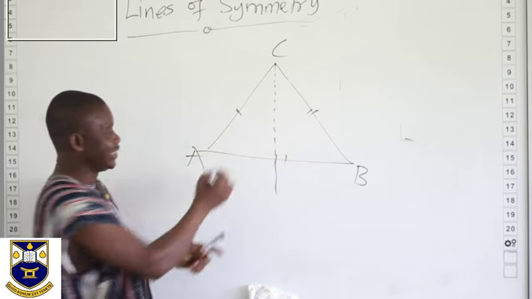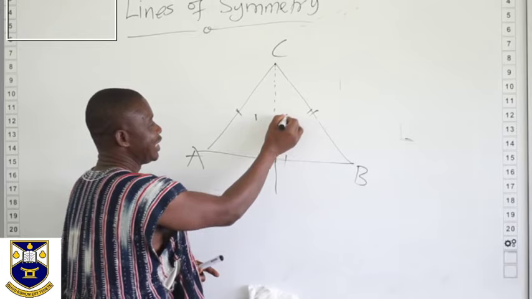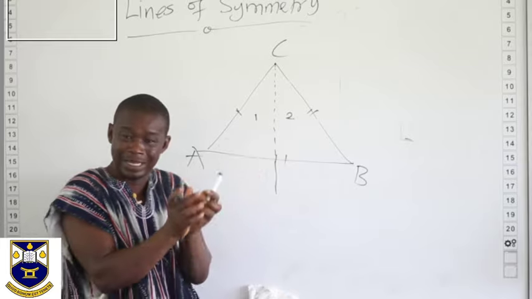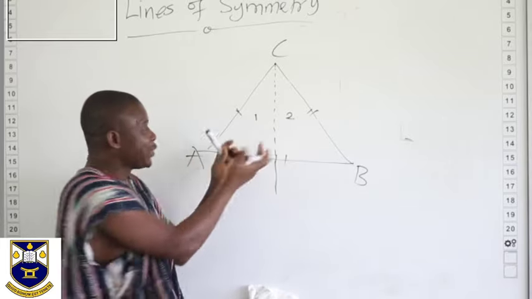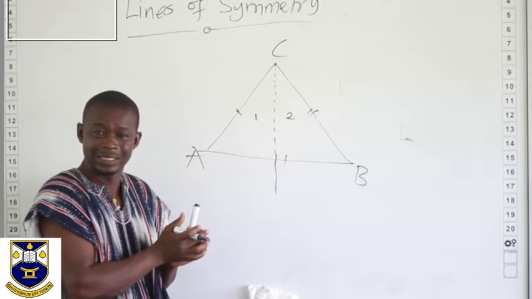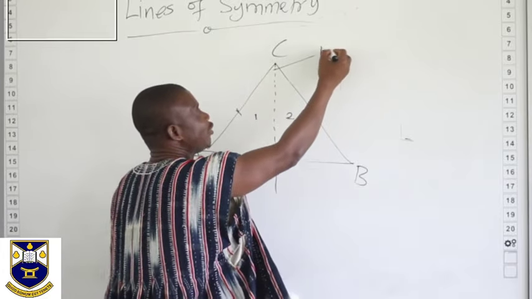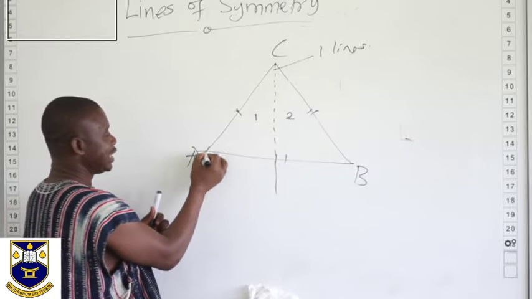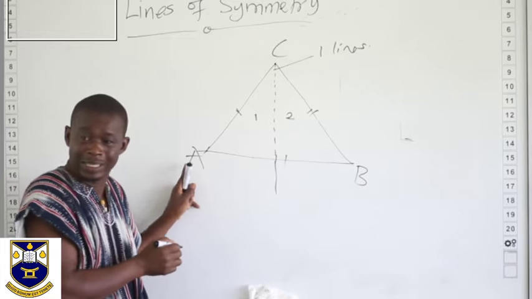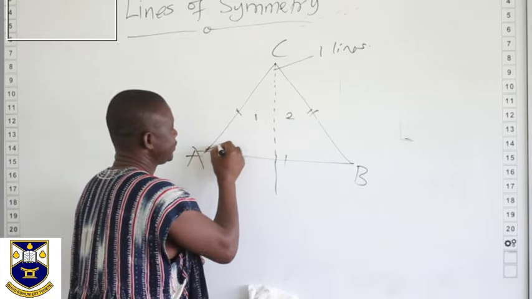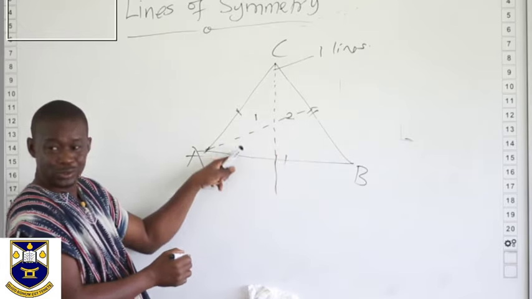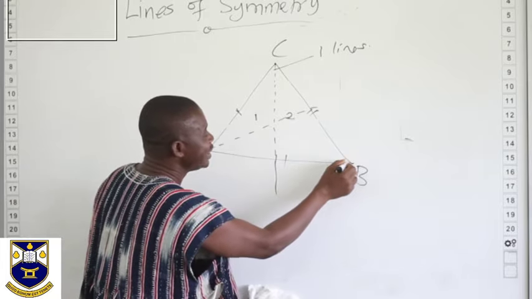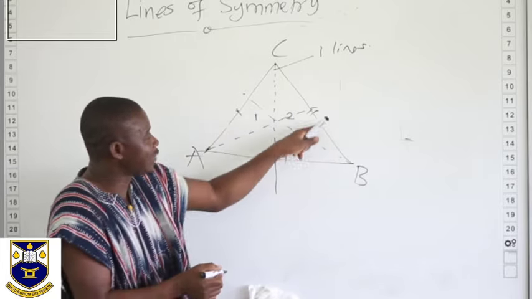As you can see, we have 1 and 2. You can see that 1 is identical to what we have here, the same half. It means that this line is one of the lines of symmetry. We can also decide to project a perpendicular from point A, as we have here. This one too is going to give me two identical halves. I can do the same thing here, and I can also have two identical halves here.